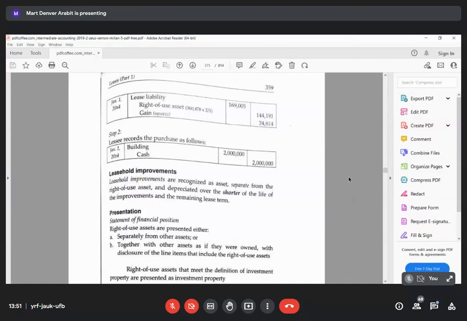And to record the purchase of the whole building, then there will be a debit for building, which is a PPE account, and cash, 2 million. Okay. So, ganun lang siya.